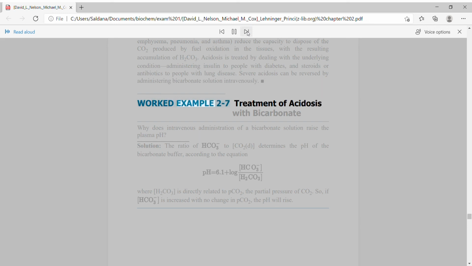Worked example with bicarbonate. Why does solution where A is increased?